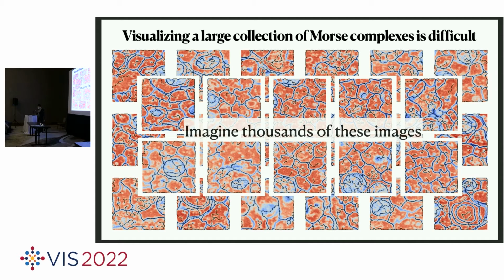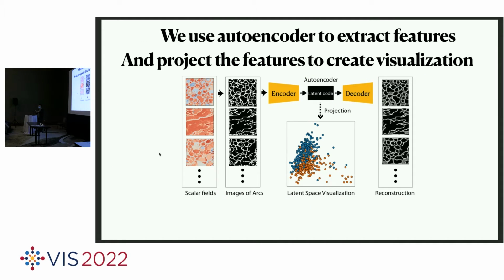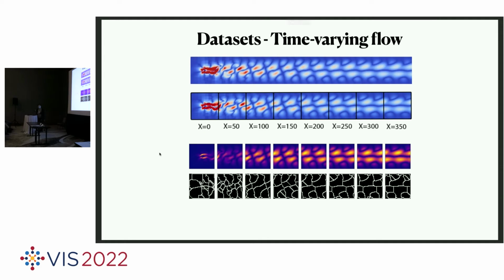In this particular project, we use an autoencoder as a feature extractor to extract lower dimensional features from images of Morse complexes. More specifically, we use the boundary of two cells to represent the geometry of Morse complexes, and we feed those images of boundaries to autoencoders, and we project them using other projections to 2D to create visualizations to help us study the collections. I will show two examples of our visualization.